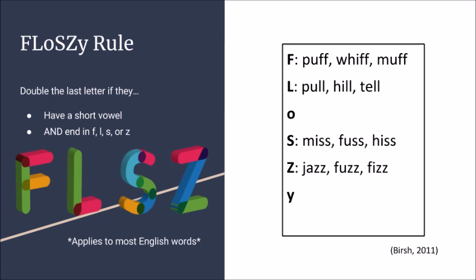Here are some examples. Look at puff, whiff, and muff. The F's are doubled at the end of the word because the word contains a short vowel and ends in F. The same is true for pull, heel, and tail. Since the word ends in L and has a short vowel, double the L. This rule also applies to miss, fuss, hiss, jazz, fuzz, and fizz.